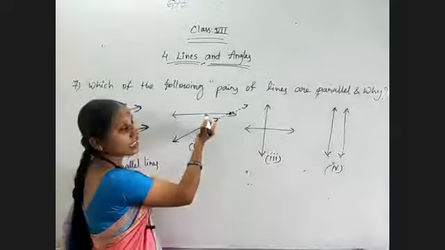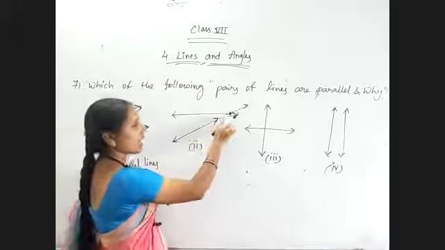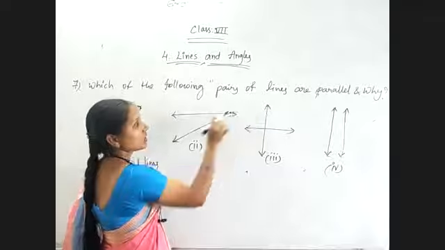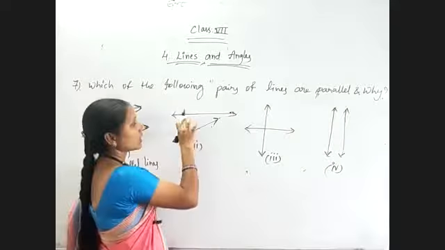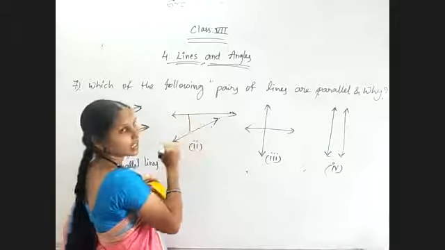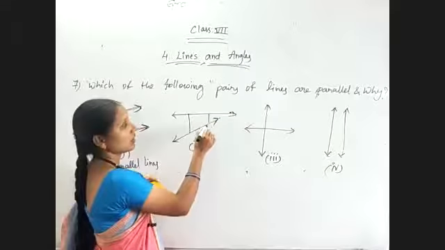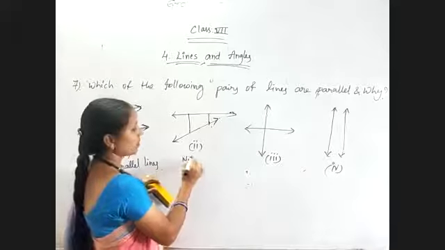So which lines are these two? Intersecting lines, but we need parallel lines. So according to the question, because they are not meeting by observing the picture, but they are not maintaining equal distance at any point. See, here the distance is more and here the distance is less. So these are not parallel lines. Okay, not parallel.